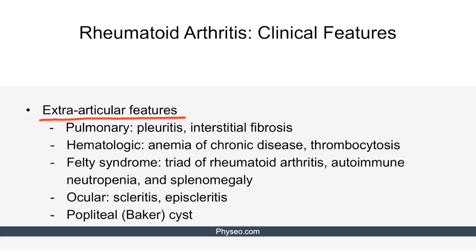Felty syndrome, which is a triad of rheumatoid arthritis, autoimmune neutropenia, and splenomegaly, can be present. But these occur relatively late in the disease.